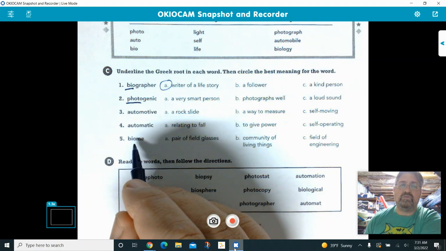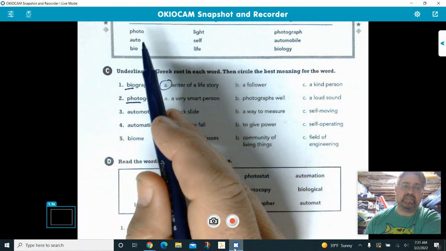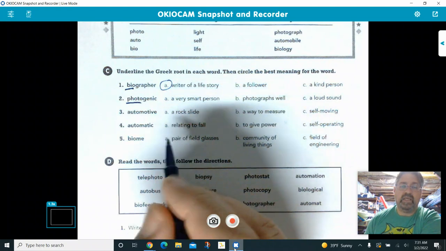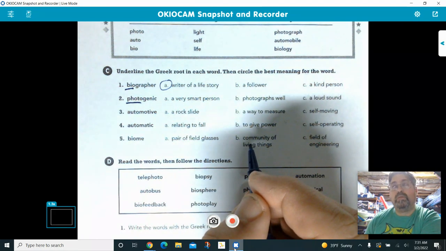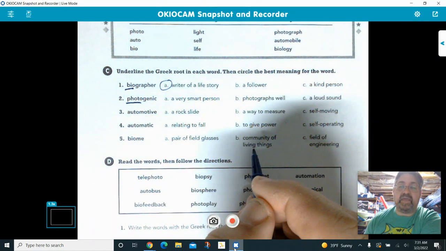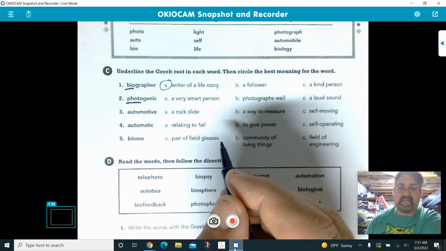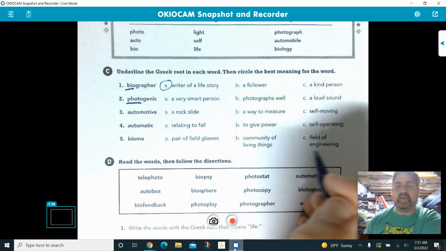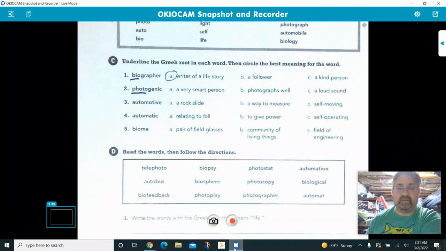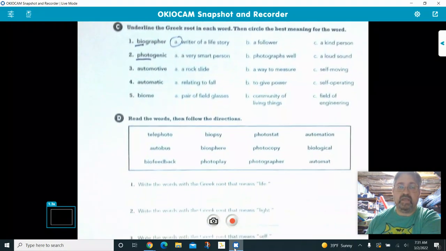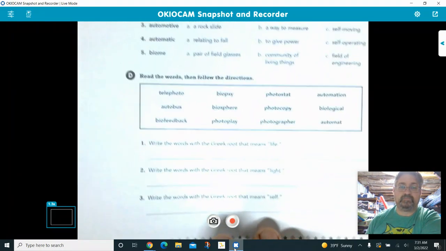Again, choose your root word from this list right here. Underline it. Is this a pair of field glasses, like a set of binoculars? Is it a community of living things, like where all the critters are in one area, one habitat? Is it a field of engineering? Think about it. Answer it. Make sure you underline the root and then circle the correct answer.